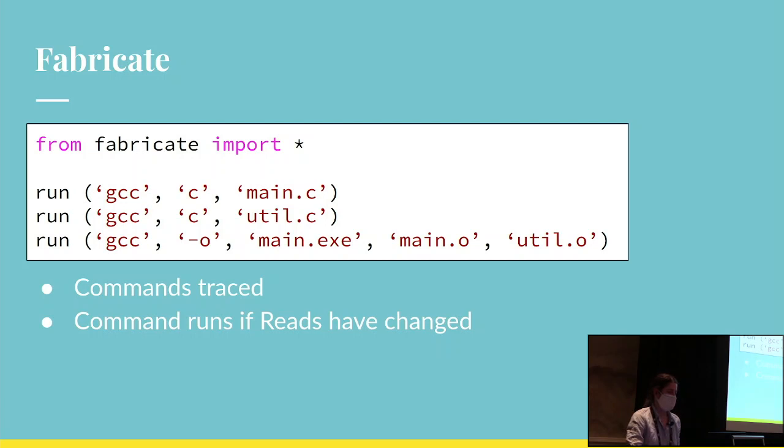But Fabricate doesn't check if your build has hazards, like the hazards I just talked about. It doesn't check for those. So what happens when there are hazards, we don't know.